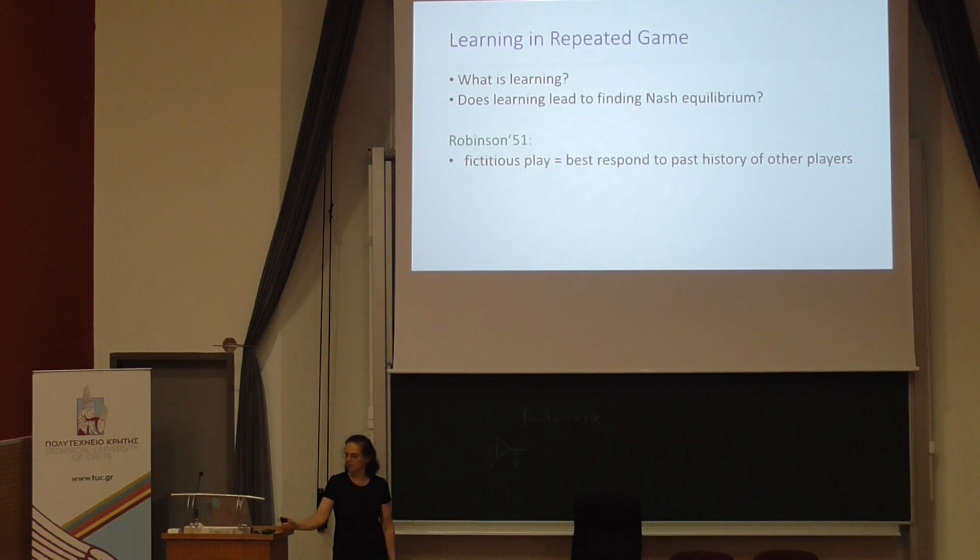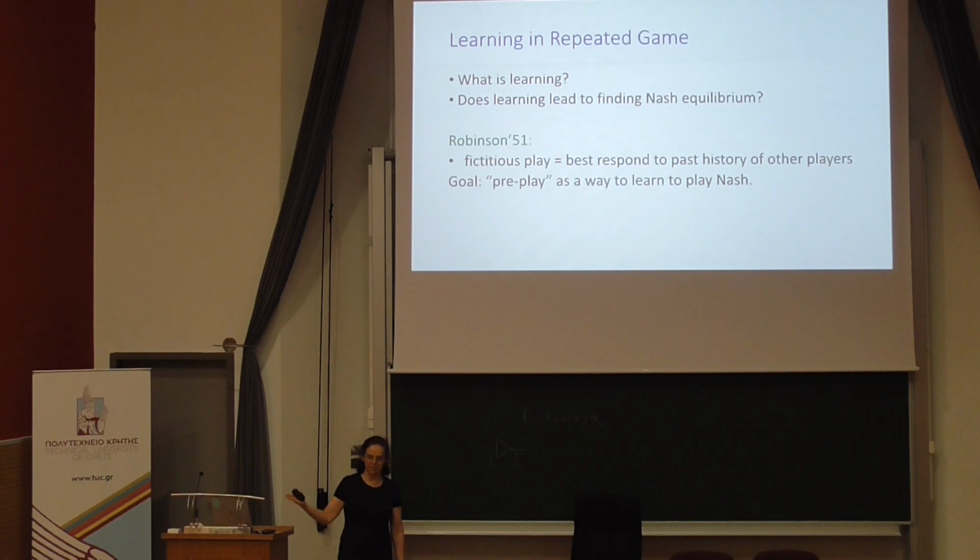Her way of thinking about learning in games was actually not my way, where learning is what's going on, but as a form of pre-play. That is, she was hoping that if you run this particular learning algorithm, fictitious play, which is just best responding to what you observed in the past, then this learning episode up front, or as it was called, pre-play, would lead to Nash equilibrium. That was her goal in life. That, of course, doesn't work, and we know it.